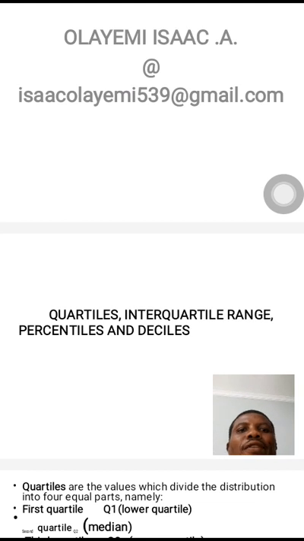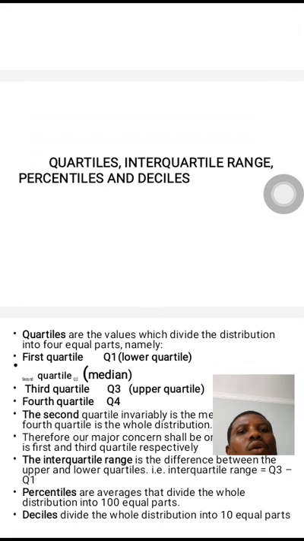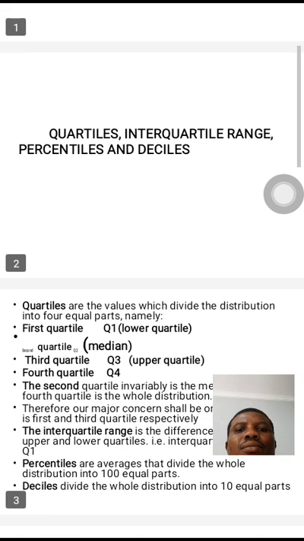In our previous class, we discussed how we can estimate mode from a histogram, as well as how we can estimate median from cumulative frequency curve. But today, we are going to discuss quartiles, interquartile range, percentile, and deciles.